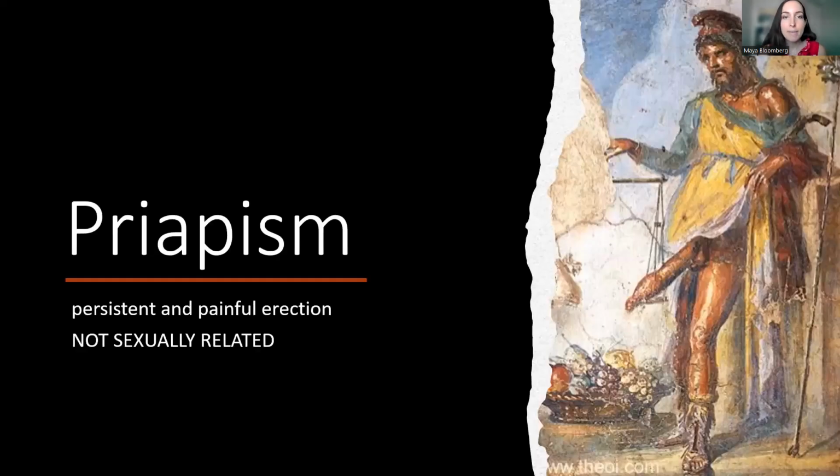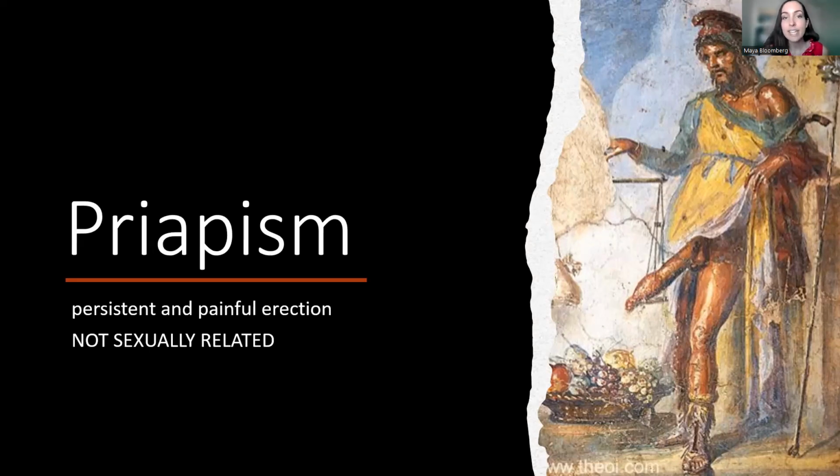Next up is priapism, and this slide is just showing my maturity level. So on the right-hand side, this is Priapus, and he is the Greek god of fertility and was known for his oversized and permanent erection, which is where this sickle cell complication got its name from. So priapism is a persistent and prolonged painful erection, and it is not sexually related.